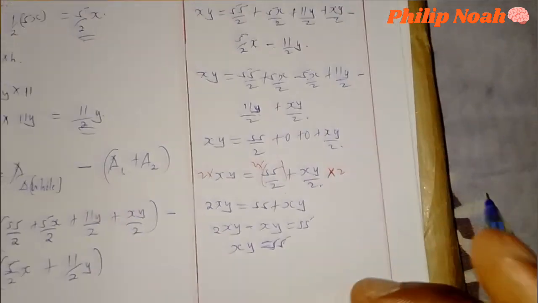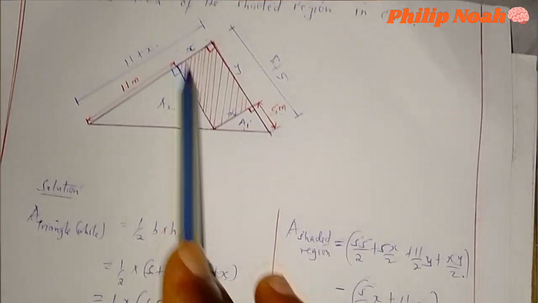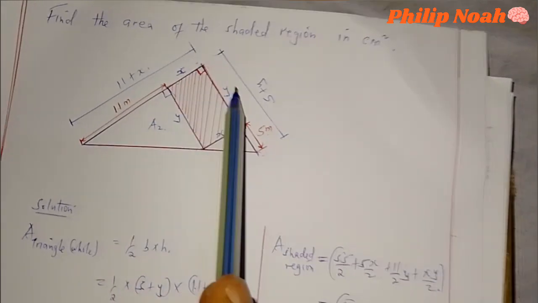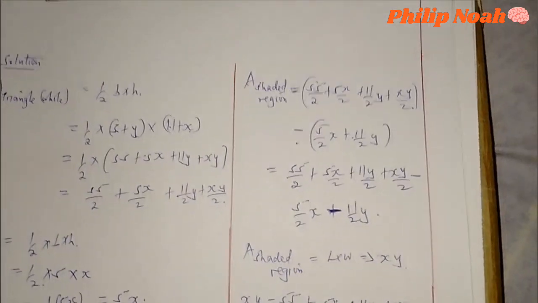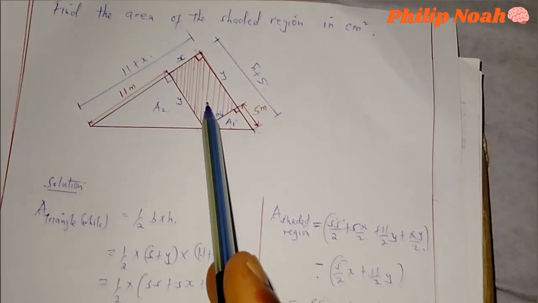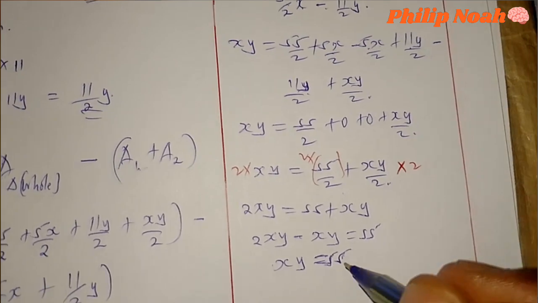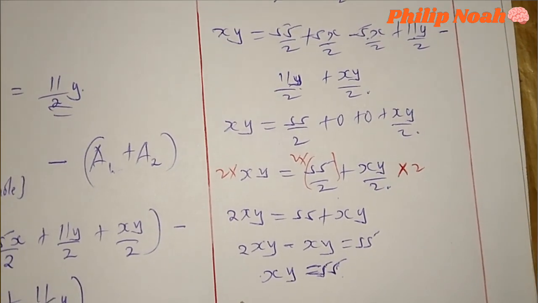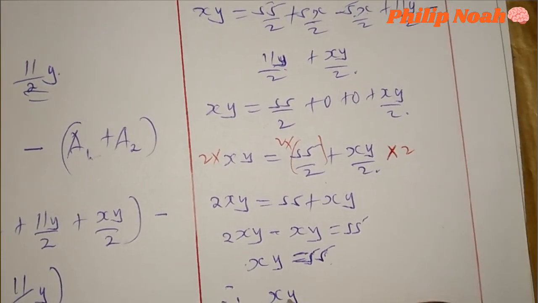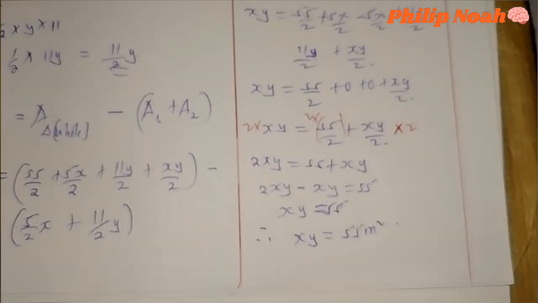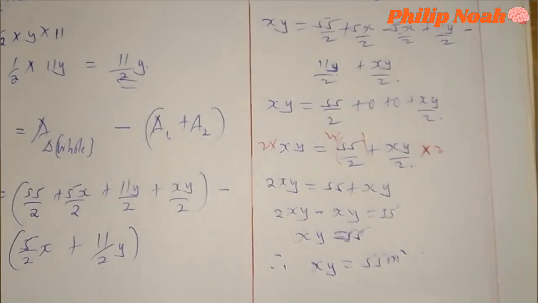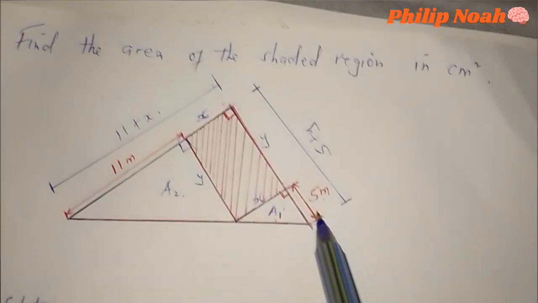xy is 55. But xy is the area of the shaded region. Length times width, x times y, or y times x, we get xy. This is the area of the shaded region. So we can confidently say that 55 is the area of the shaded region. Therefore, xy is equal to 55 meters square, since the dimensions were in meters.